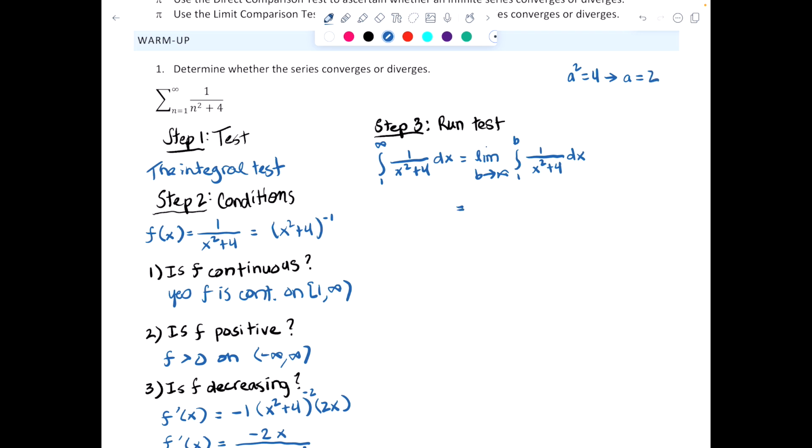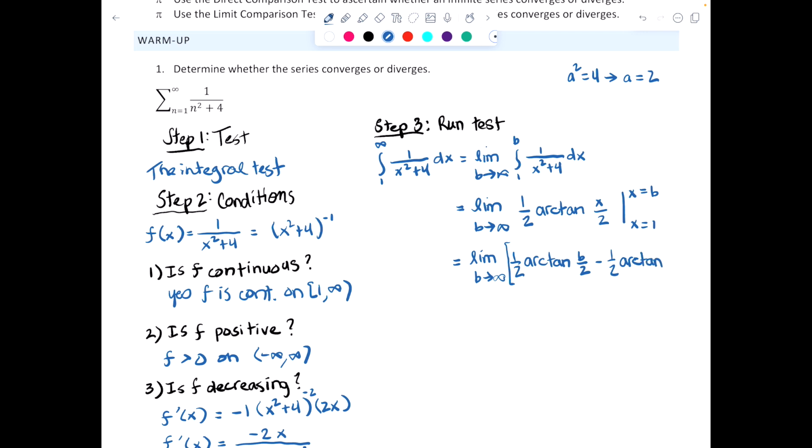So that will be equal to the limit as b approaches infinity of 1 over a, so 1 over 2, arctangent of x over 2, and that's evaluated from x equal to 1 to x equal to b. And then we'll have the limit as b approaches infinity of 1/2 arctangent b over 2, this in brackets, minus 1/2 arctangent of 1/2.